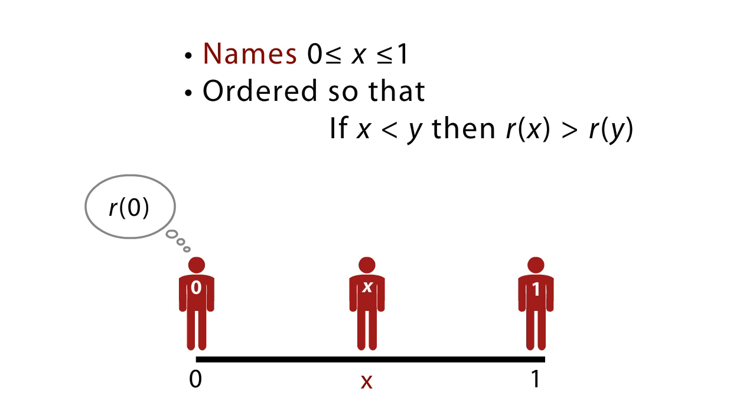So people with small names have high reservation prices, people with large names have low reservation prices. And in fact, let's make the person whose name is all the way out there at 1 someone who just doesn't want to buy the product at all. That is, let's assume that the reservation price R of 1, that is the price for a person with name 1, is simply 0. We can generalize away from that, but this will make our life easier.